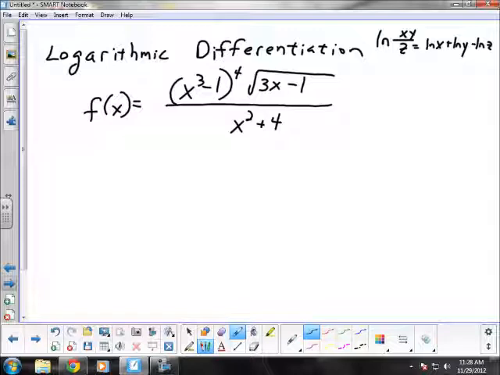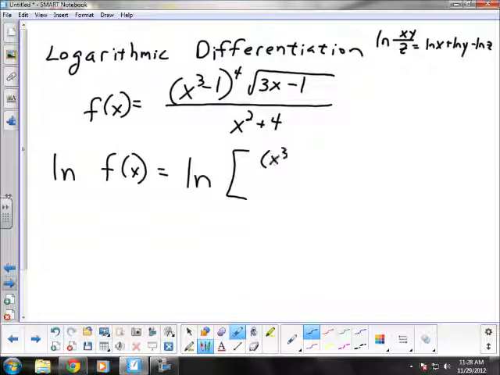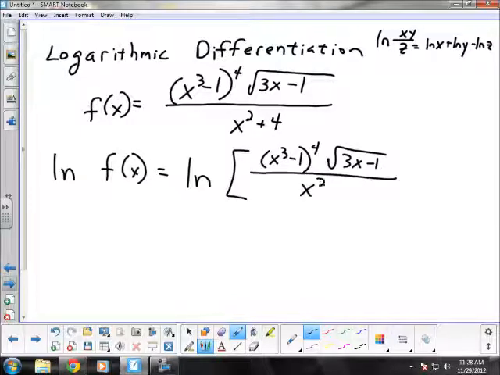And so if I then took the ln of both sides of this equation, wouldn't it make it a whole lot easier if I could use that property and pull it apart and just find one piece at a time? And I have the right to do that, right? The ln of f of x is equal to the ln of x to the third minus 1 to the fourth times the square root of 3x minus 1 over x squared plus 4.